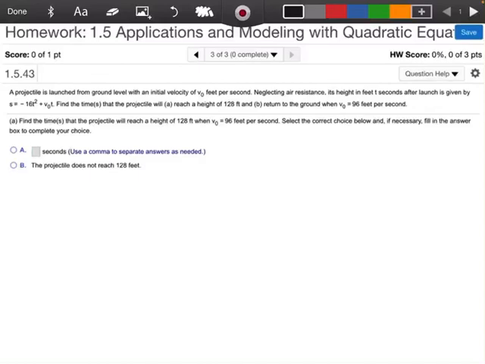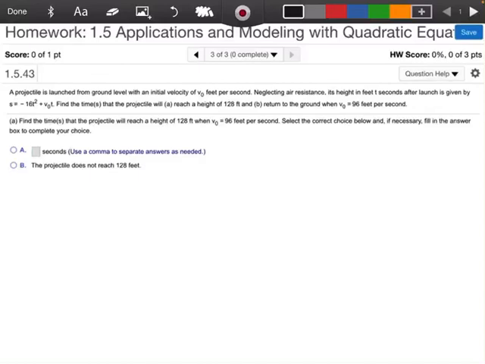All right, so guys, this is number 3 out of 1.5. So let me go ahead and go through the problem, see if we can't figure it out. It says a projectile is launched from ground level with an initial velocity v0 feet per second. Neglecting air resistance, its height in feet t seconds after launch is given by s equals negative 16t squared plus v0t. The question says, find the times that the projectile will reach a height of 128 feet and when it's going to return to ground, when v0 is 96 feet per second.